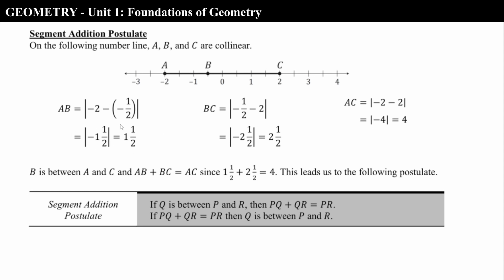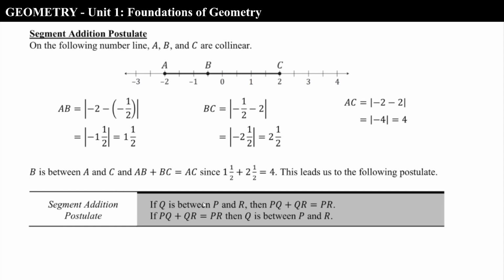You can also do it mathematically as it's presented here with the absolute value as we just demonstrated. Let's find the length of BC. Well, that's 2.5. Again, mathematically presented here. Well, the length of AC is 4, mathematically presented here. I can simply take the length of AB and the length of BC and add them together to get the length of AC, and that is the segment addition postulate.